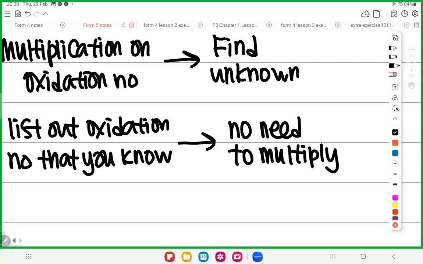Okay, let me know in the chat box, are you okay with this? Be honest with me. Understand, say understand. Don't understand, say don't understand. This is very, very important.